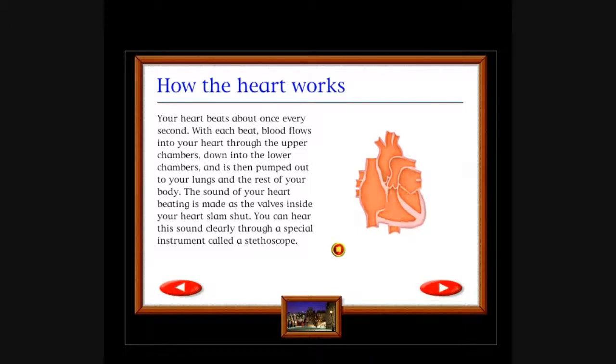With each beat, blood enters your heart through the upper chambers and flows down into the lower chambers. When the lower chambers are full of blood, they squeeze inward to push the blood out of your heart. As this happens, the 2 valves between the upper and lower chambers close to stop the blood going the wrong way. As the blood leaves your heart, a second set of valves slam shut to stop any blood flowing back.